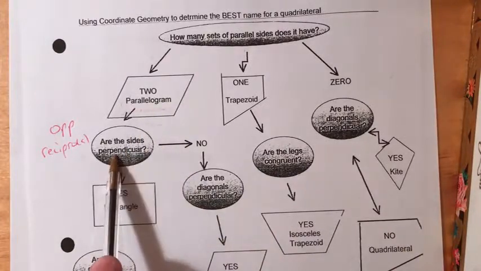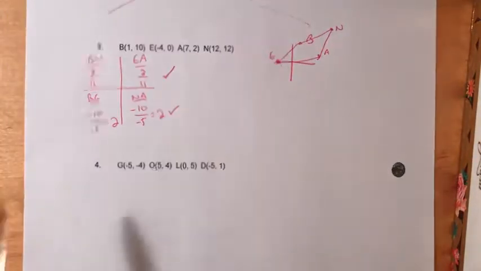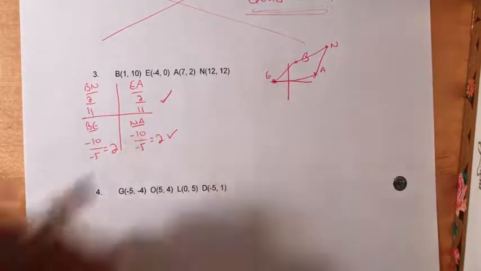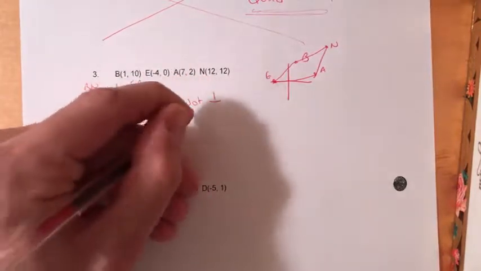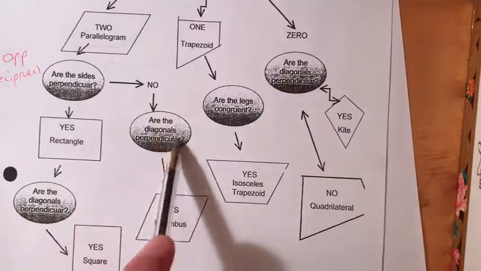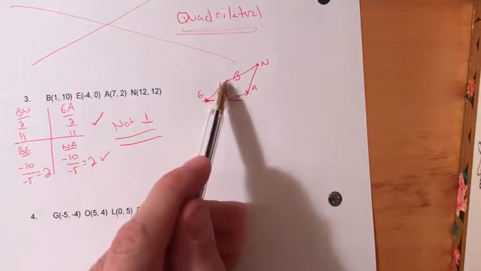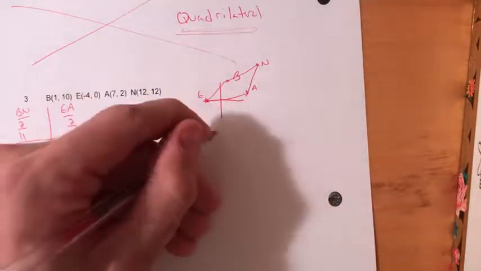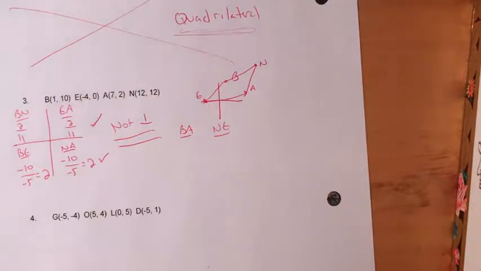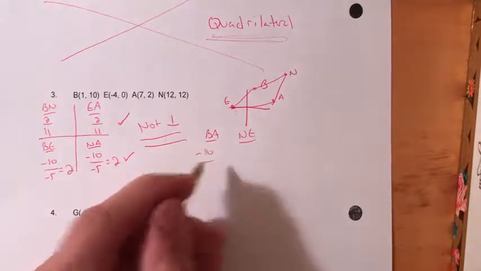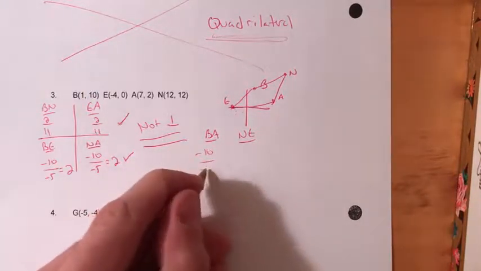Now we have to say, are the sides perpendicular? This one's easy. Just look and see if they're opposite reciprocal. 2 over 11 and 2 are not perpendicular. So we can say no to that. If we say no, our last question is, are the diagonals perpendicular? If we go back to our picture, one diagonal is BA, my other diagonal is NE, and you can name it either way. If you went the opposite way, it'd still work out. So my slope for BA, 0 minus 10, negative 10, negative 4 minus 1, negative 5.